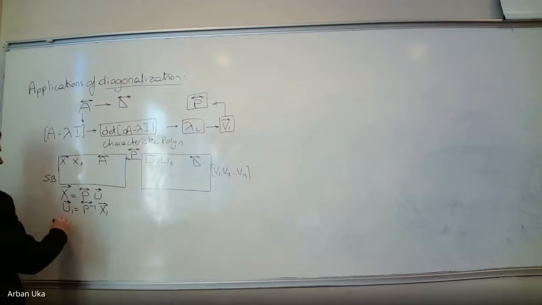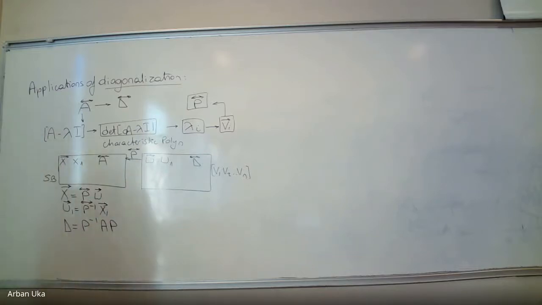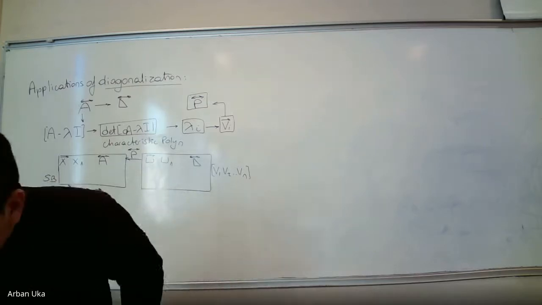And then we also know that the diagonal matrix D was equal to P inverse times A times the matrix P. And regarding this step, do you have any comment?